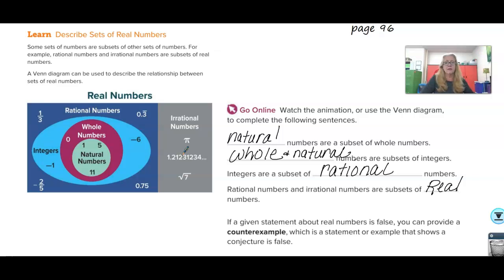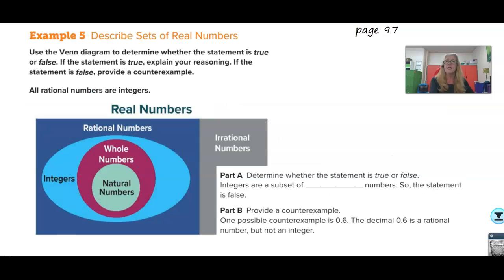So here's a vocabulary term for you. If a given statement about real numbers is false, you can provide a counterexample, which is a statement or example that shows a conjecture is false. And I will help you form counterexamples. Use the Venn diagram to determine whether the statement is true or false. If we say false, we have to give a counterexample.